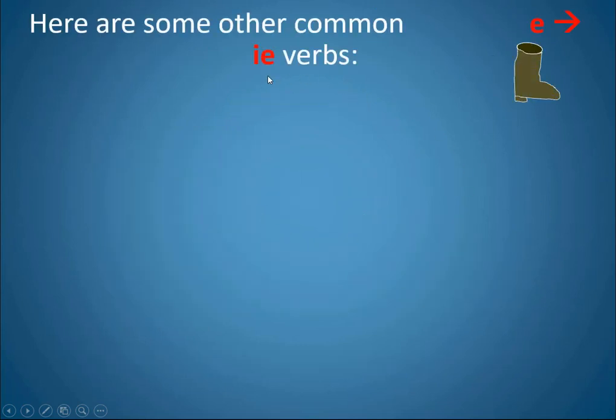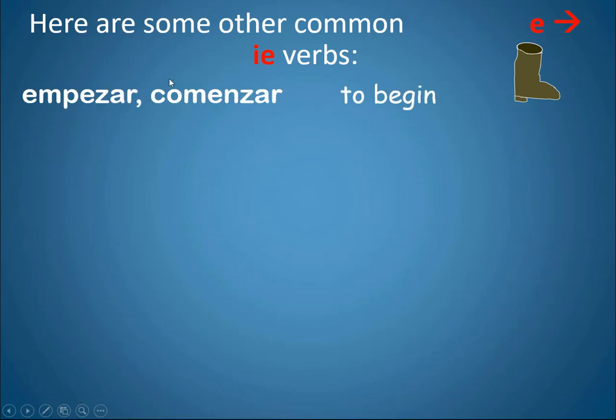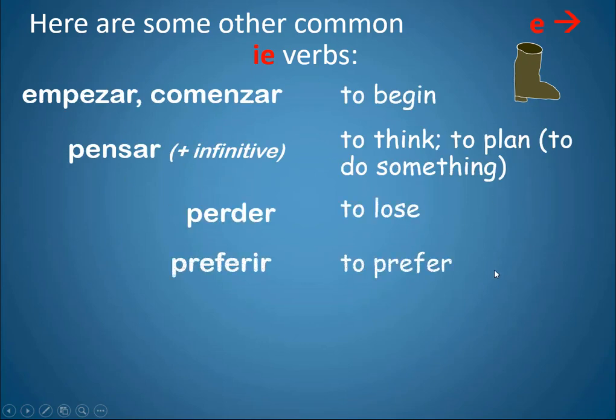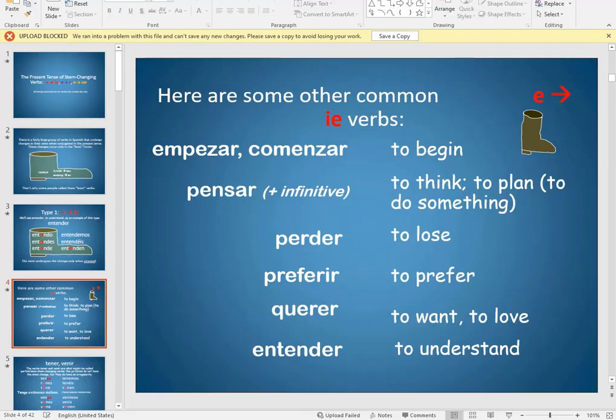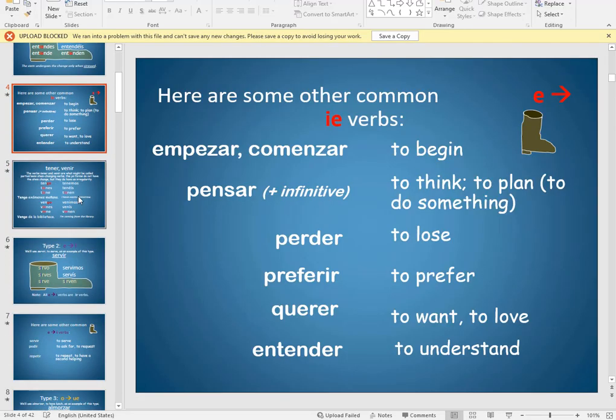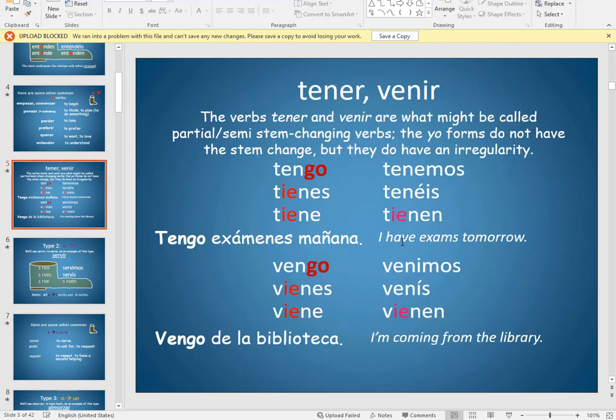There are some other E to IE verbs, and on the PowerPoint you might see a lot more verbs. For these verbs, once you drop the ending, the E in the stem will change to IE. Here we have two E's. The second one is the one that changes. There are a few verbs, but like I said, just go to the worksheet, and these are the verbs that you need to study for this chapter, for this semester. There are some others here, but the ones that you need to remember are these three columns, these three groups. When you go to the PowerPoint, tener and venir, you already covered those.